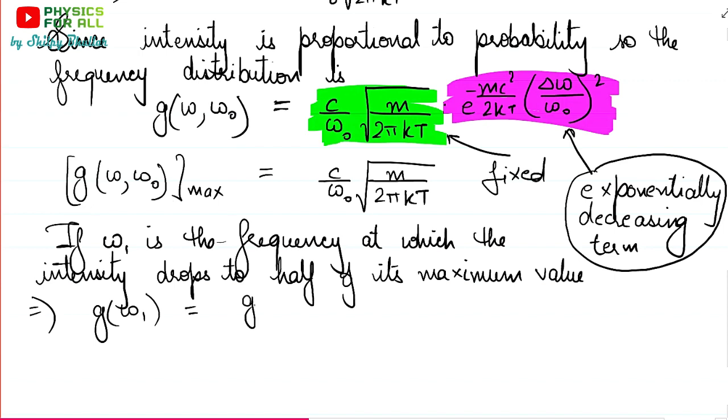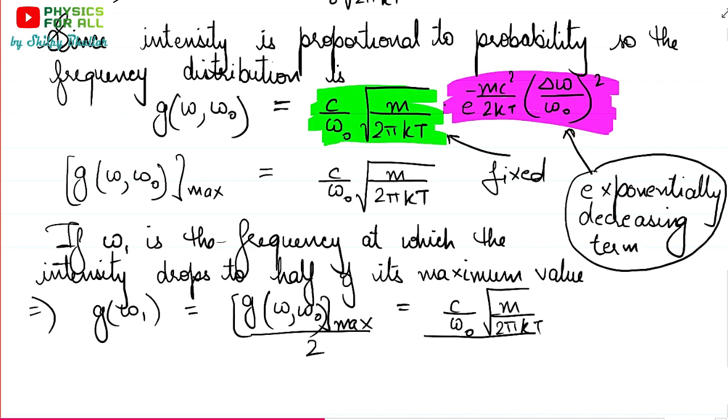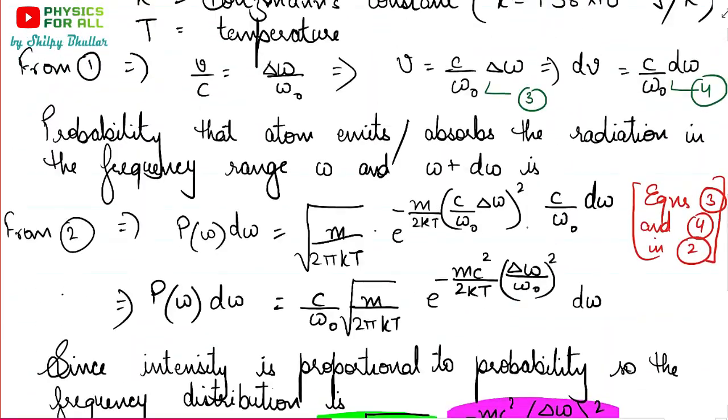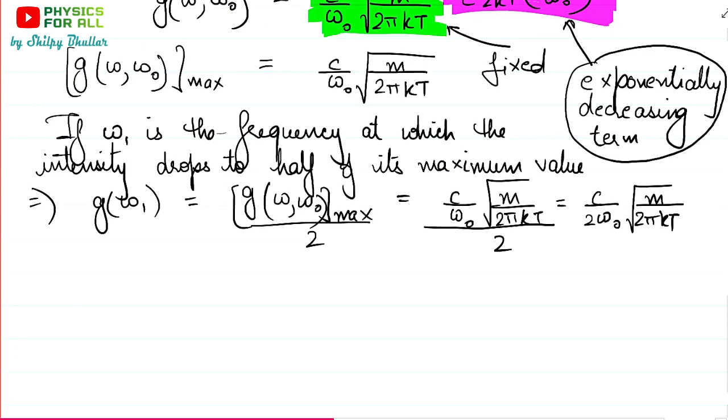So here the function is g omega omega naught max by 2, as intensity is dropping to half of the value. Now what is g omega omega naught max? That is c by omega naught, this square root quantity. So that means this would become c by omega naught under root m upon 2 pi kt, by 2, half of it. That is c upon 2 omega naught under root m upon 2 pi kt. So let's number this one. We have had till equation 4. So now let's number it as equation 5. This is equation 5. This is the value of g omega 1 in terms of g omega omega naught maximum.